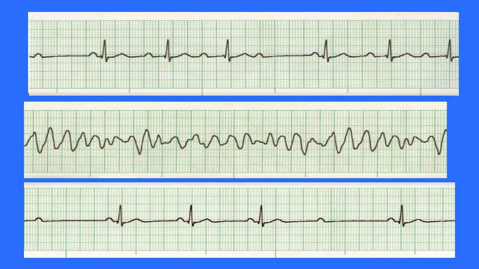The middle one has a baseline that is just fibrillating. It's fairly coarse, but there are no QRS complexes, and this is coarse ventricular fibrillation, or just ventricular fibrillation. This is likely to be a situation that just happened. The person just went right into VFib at this point.